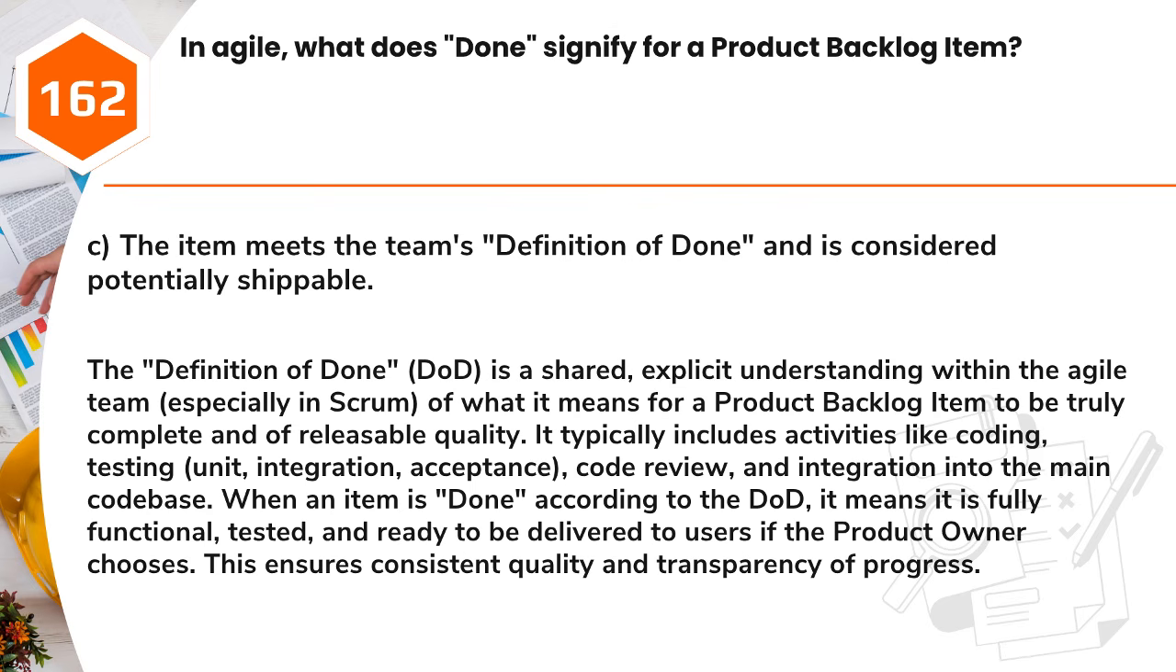It typically includes activities like coding, testing, unit, integration, acceptance, code review, and integration into the main codebase. When an item is done according to the DoD, it means it is fully functional, tested, and ready to be delivered to users if the product owner chooses. This ensures consistent quality and transparency of progress.